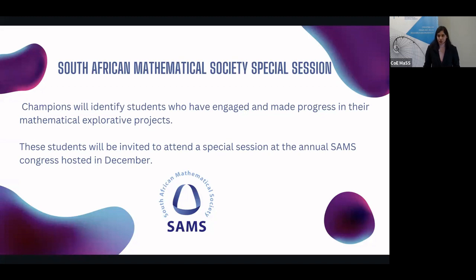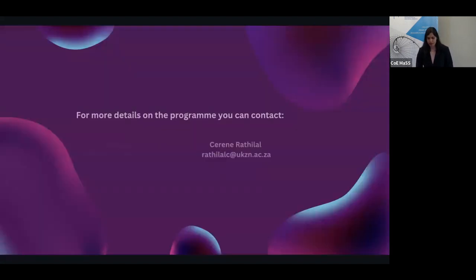And these students were invited to attend a special session at the annual SAMS Congress to present their little mini project that they have engaged in, as well as to interact and get inspired by mathematicians at the Congress. So the idea is that we will table this at the AGM of SAMS at the end of the year, at the SAMS Congress, for formal adoption of this program by SAMS.